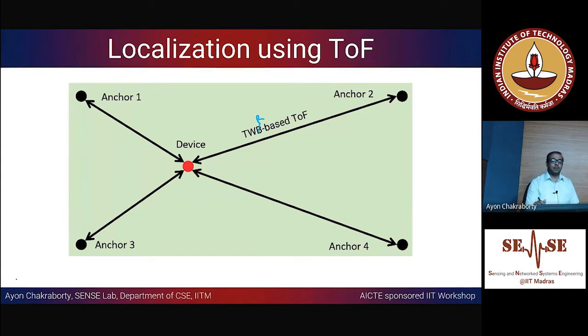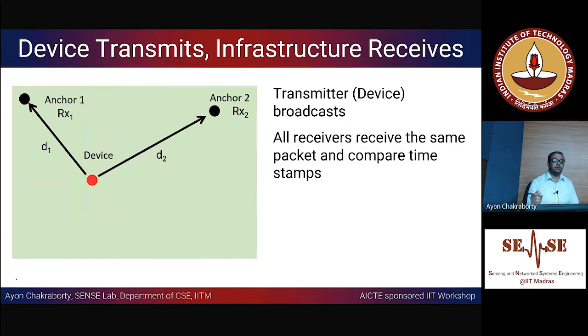Now what happens if we just simply assume that the device transmits? If the device transmits and the anchor receives, what kind of things can happen? This is just a broadcast. I don't have to have a separate time slot for talking to anchor 1 and a separate time slot for talking to anchor 2. I just simply broadcast an information, let's say hello. The device says hello, and all the receivers receive the same packet and they can compare the timestamps.